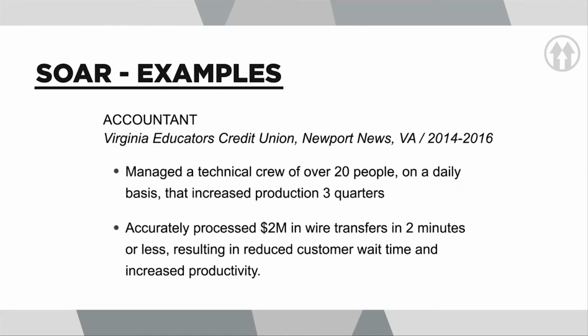All right, so now we have these sentences. Managed a technical crew of over 20 people on a daily basis that increased production three quarters in a row. It's supposed to say in a row. Accurately process 2 million in wire transfer in 2 minutes or less, resulting in reduced customer wait time and increased productivity. So just real quick, somebody can shout out, y'all can unmute.